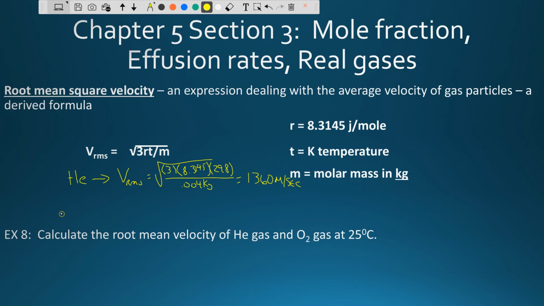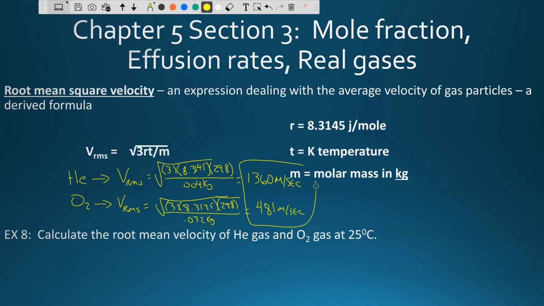Now I'm going to compare that to my oxygen. The root mean square velocity of that is going to be the square root of 3 times 8.3145 times 298, and the mass of oxygen is 32 grams per mole, so that's 0.032 kilograms. Just remember to put that into kilograms and you're good to go. That will give me 481 meters per second. Those are the root mean square velocities.